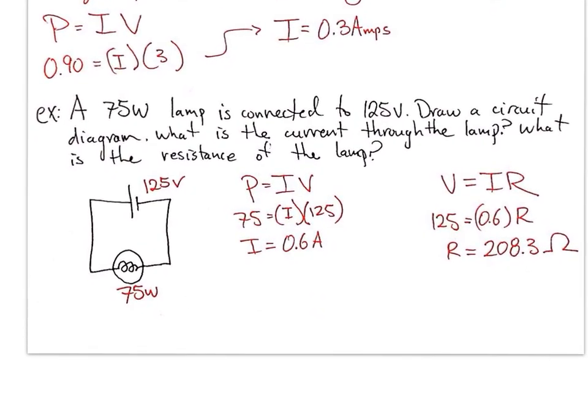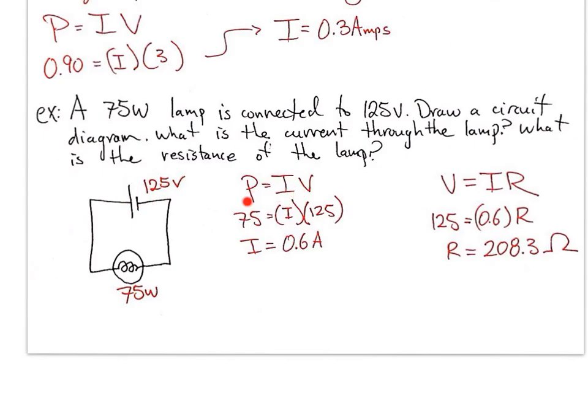Okay. Third example: a 75 watt light bulb is connected to 125 volts. Draw a circuit diagram. What is the current through the lamp, and what is the resistance of the lamp? So, here's a circuit diagram. We got a power source, our battery, and wire, and then our light bulb. The question tells us the light bulb is a 75 watt bulb, which is pretty bright, not super bright, at 125 volts, like a wall socket.